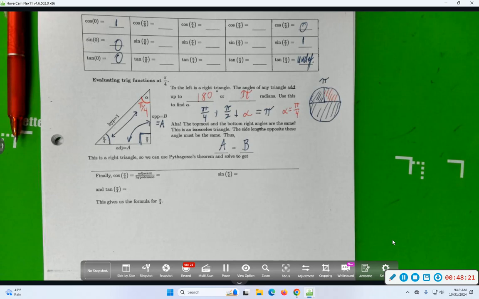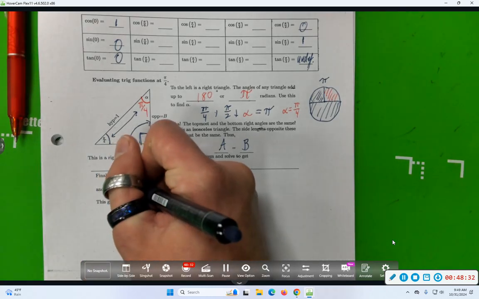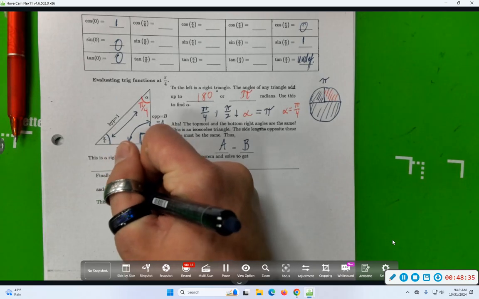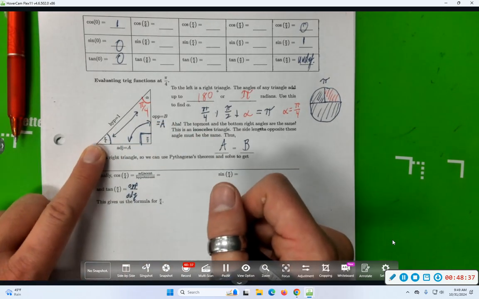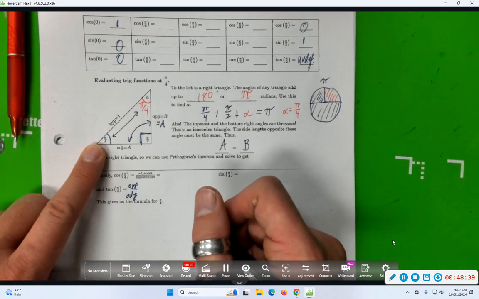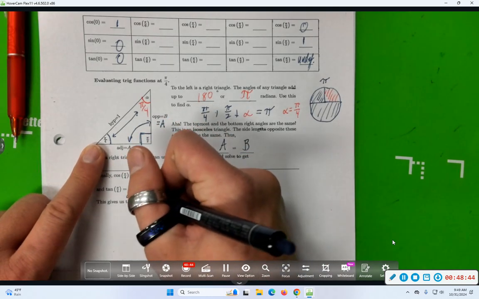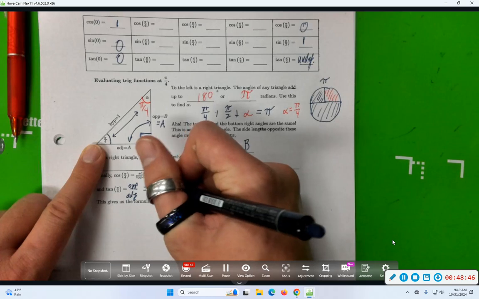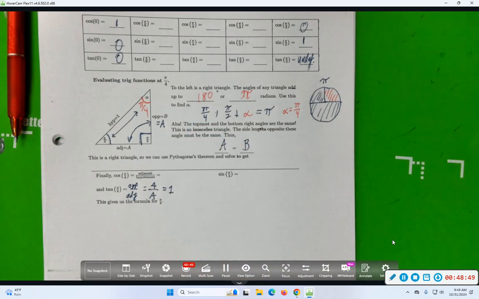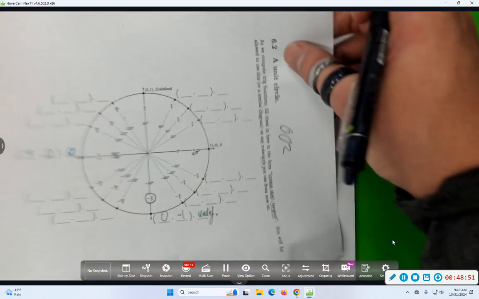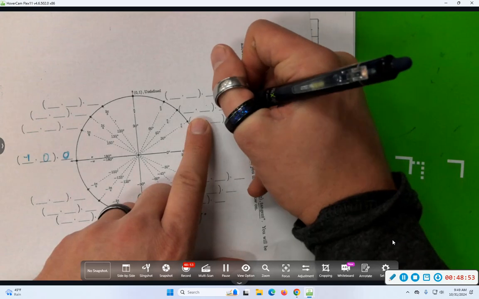The opposite side length is A. And let's just see what we can find right now. Maybe I'll start with tangent. So let's see, SOHCAHTOA. Tangent is opposite divided by adjacent. What's the side length opposite pi over 4? A, because B is equal to A. What's the side length adjacent? Oh, cool. So what's tangent? All right. I can now fill an entry in this unit circle. Tangent of pi over 4 is 1.